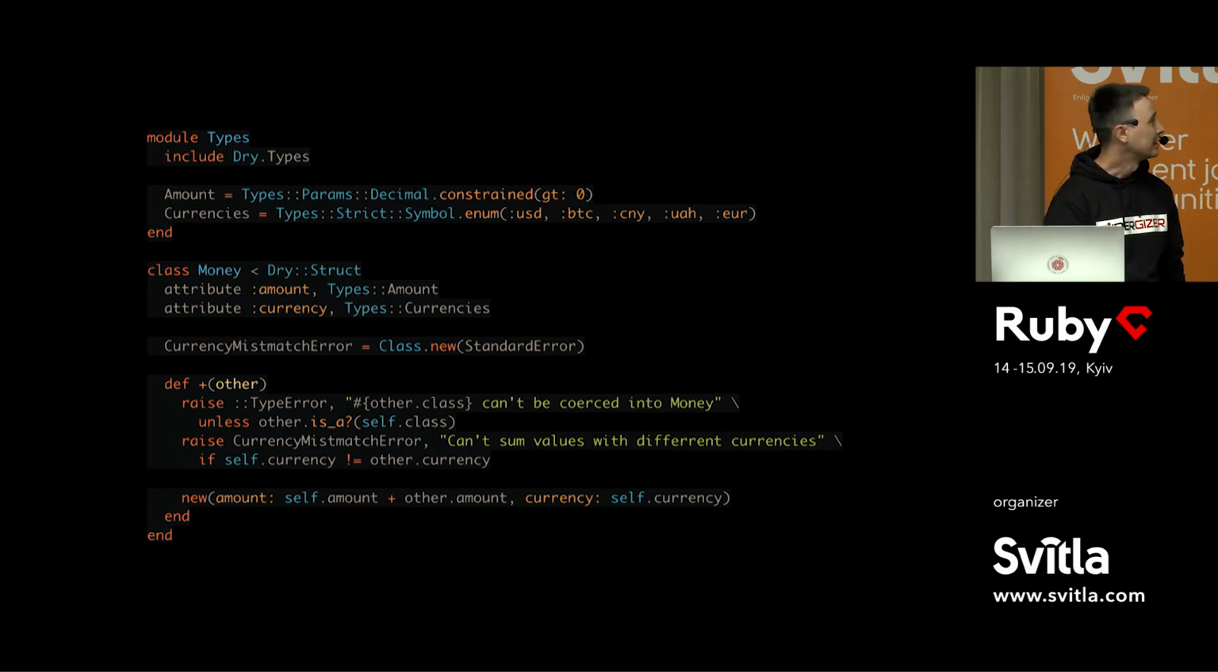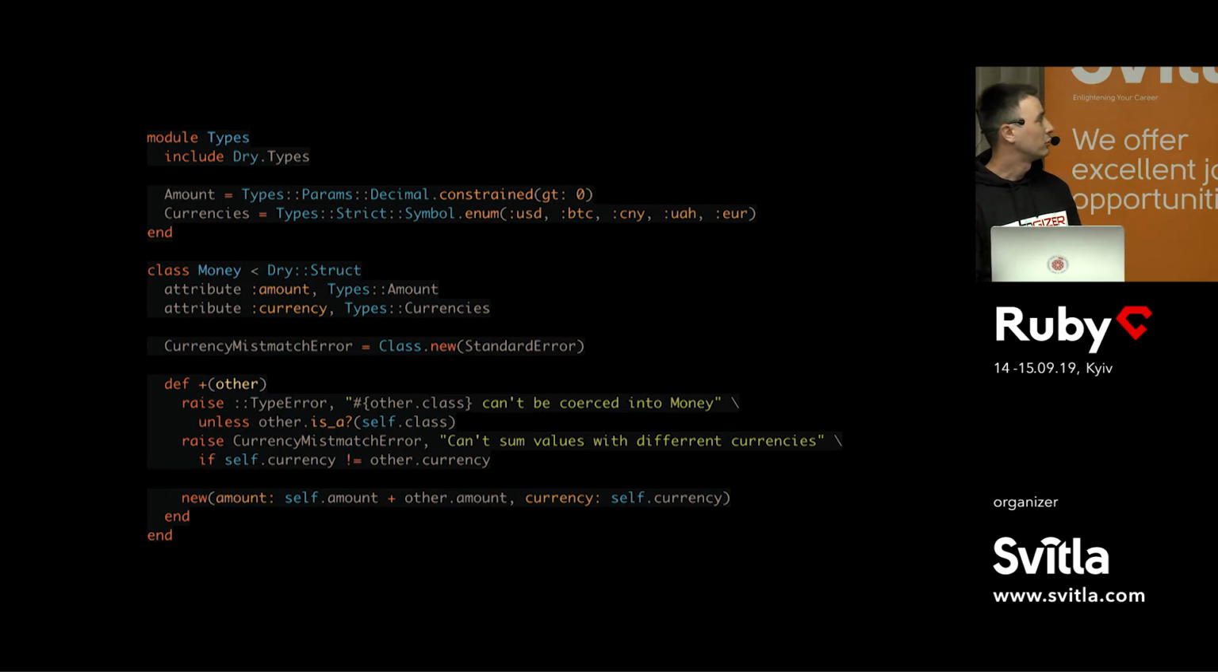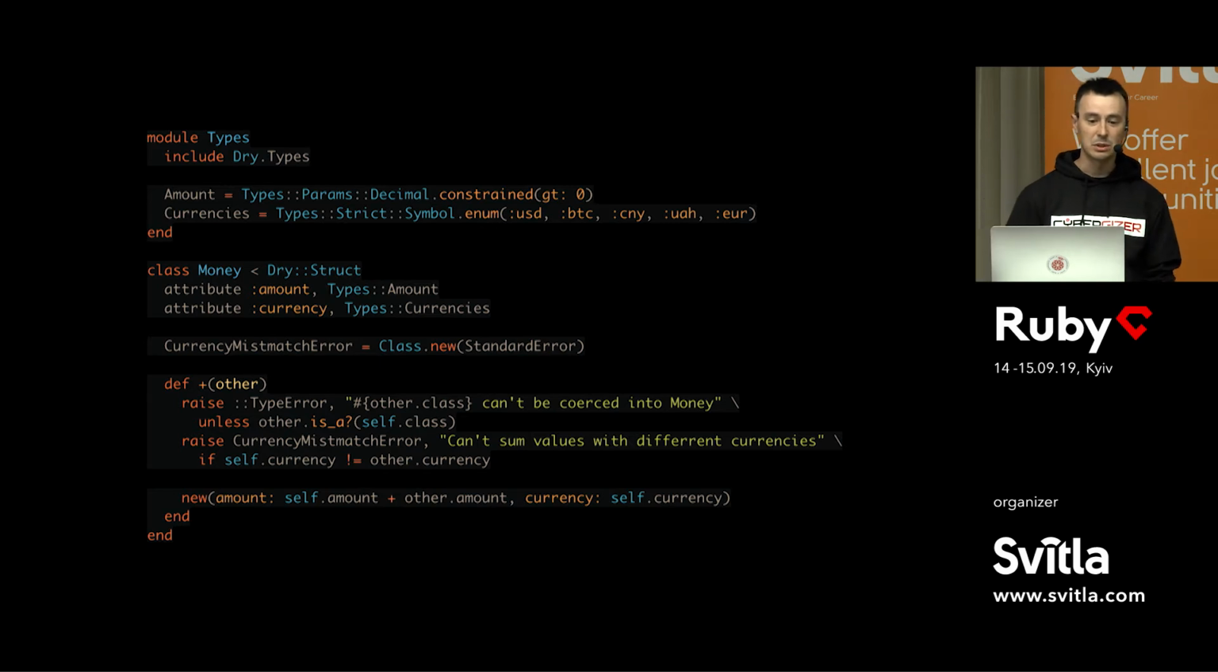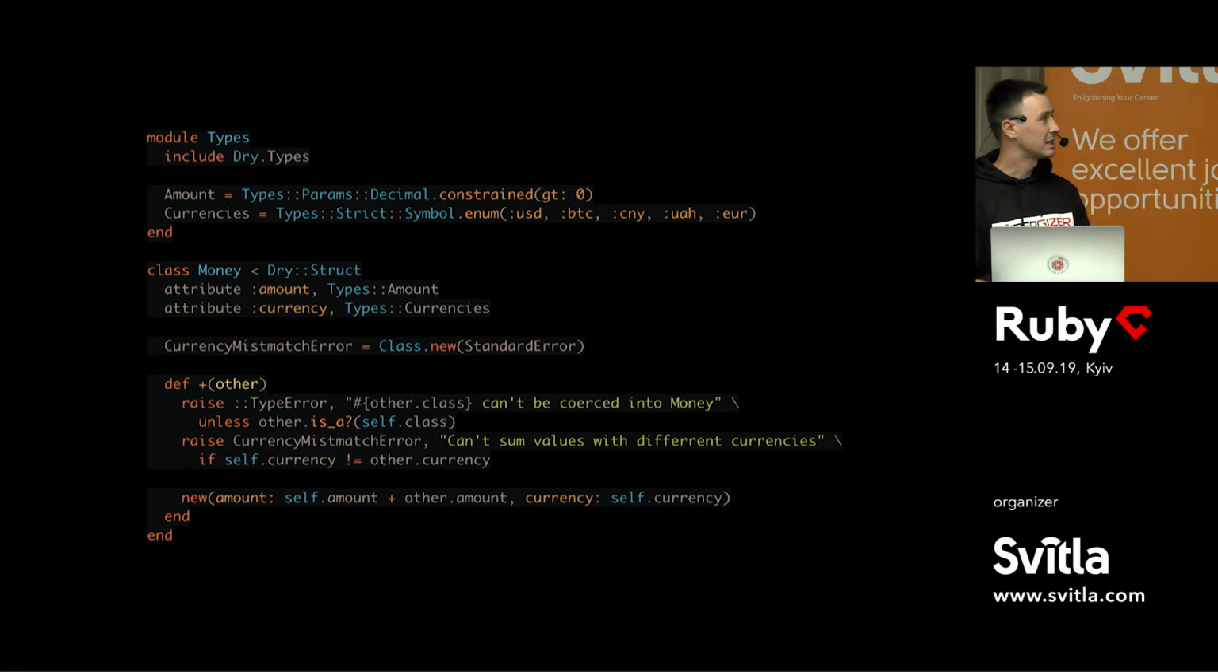So I introduced new types, dry types, and I have an amount of params, like types params decimal, because the Ruby kernel library cannot coerce float into decimal, so that's why we use params decimal. And why floats? I still want to use floats because they're quite easy to write. You don't have to wrap your number with the BigDecimal square brackets thing. And I also constrained it to be greater than 0, which is obvious.